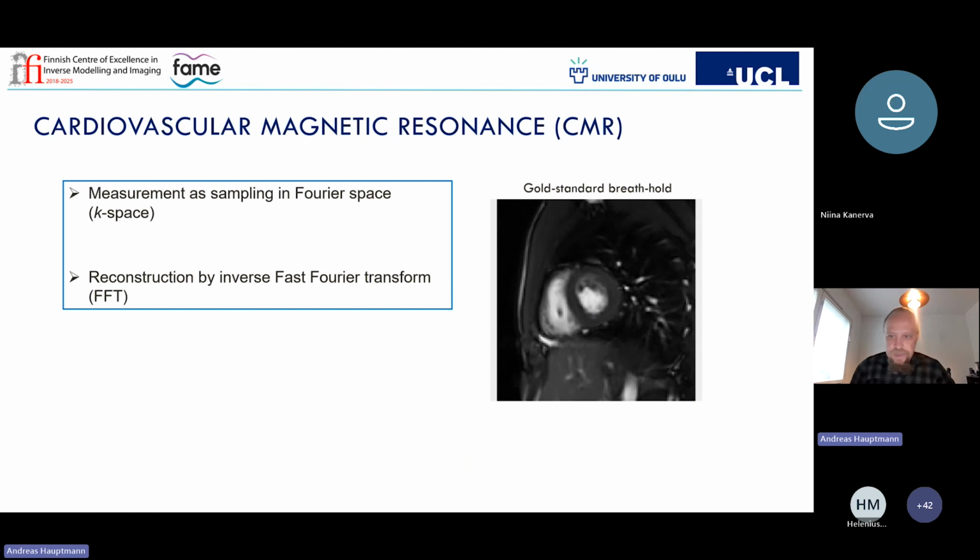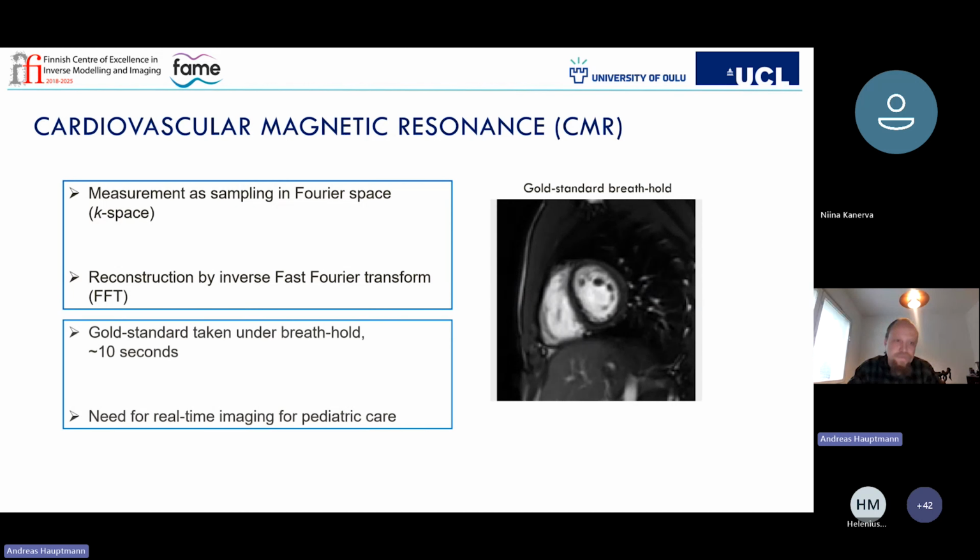Here we see in MR, magnetic resonance, an image of a beating heart. What we do in an MR scanner is we sample the Fourier space in principle. So we have K-space data and we can reconstruct with an inverse Fourier transform. To get such a nice image here on the right, we need to sample this pretty densely. So it takes a bit of time, not super long, but about 10 seconds. And in these 10 seconds, we need to eliminate outer movements.